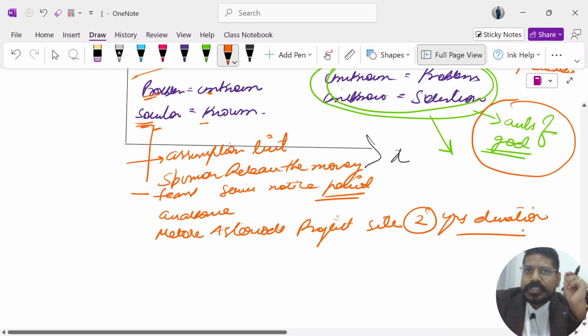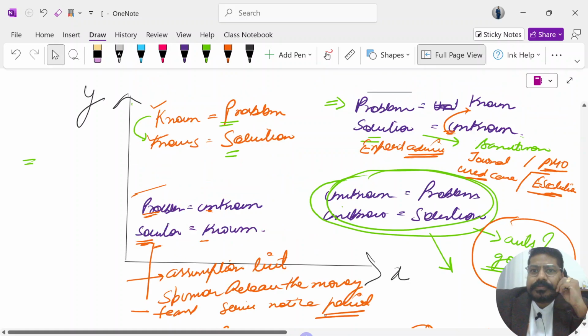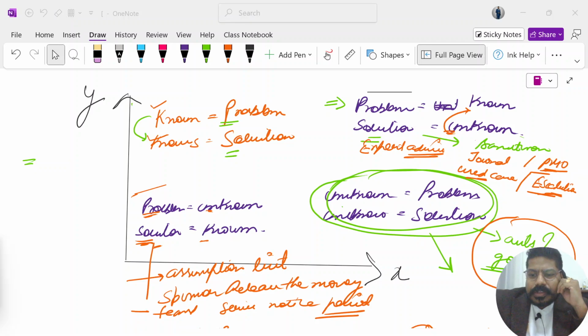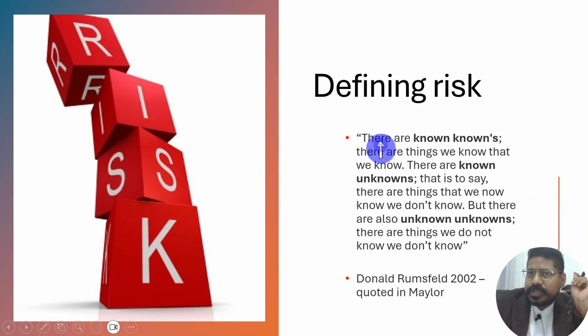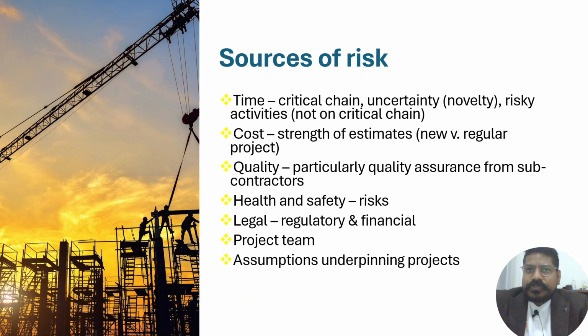This is unknown problem but known solution. I hope this concept is clear. Let's go through the slides. So this is what they are trying to say. There are known knowns, unknown unknowns, and the three other quadrants, which I have total 4 quadrants, which we just discussed. Okay, sources of risk: scope, time, cost, quality, resource, communication, risk, procurement, stakeholder, and integration.